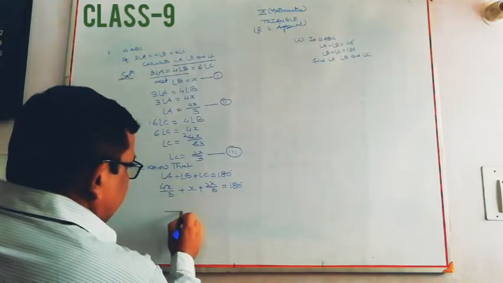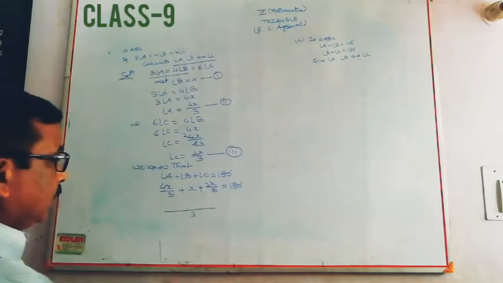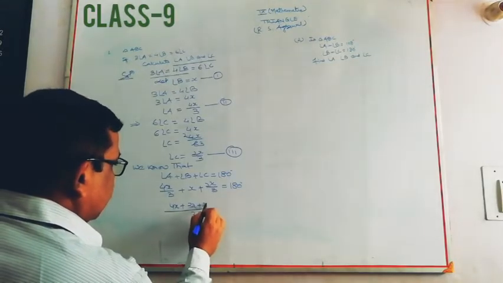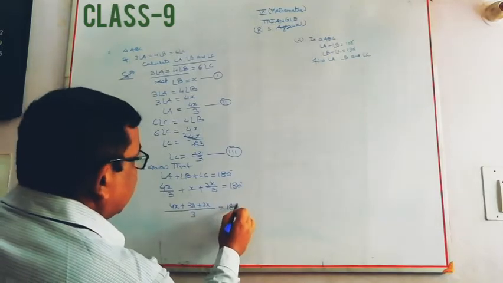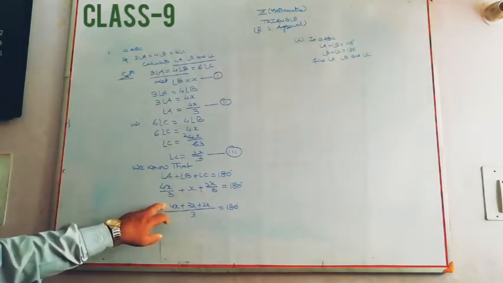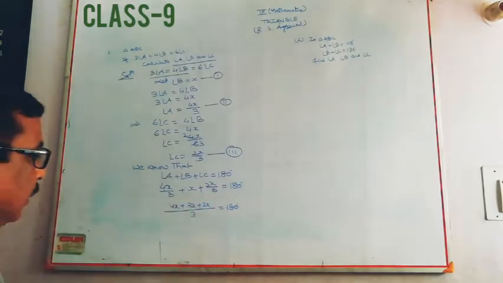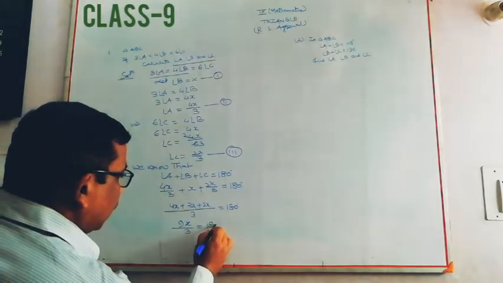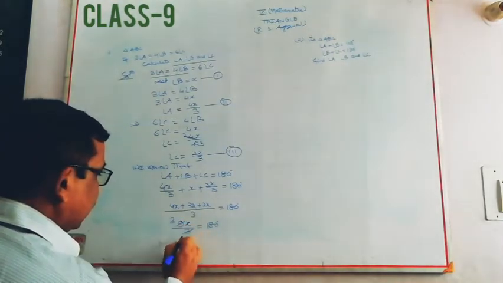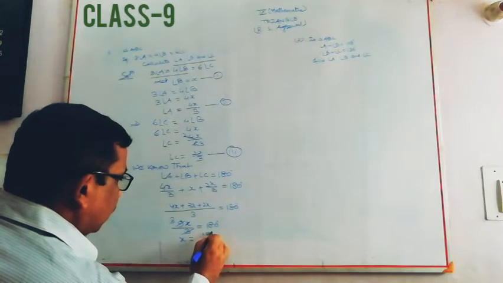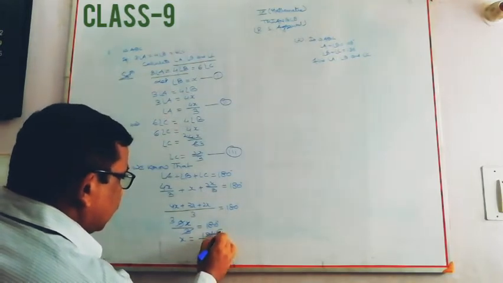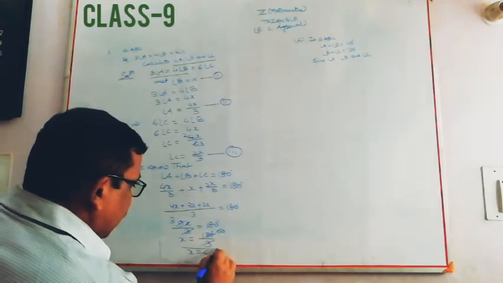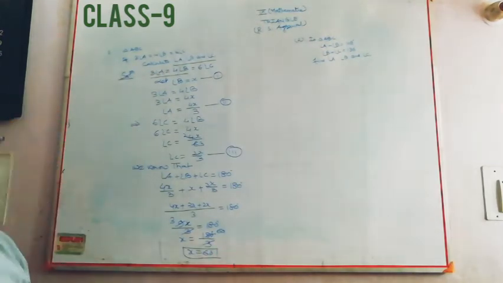But firstly I find LCM. LCM is equal to 3. The 4x plus 3x plus 2x is equal to 180 degree. 4, 3, 7; 7 and 2 is 9. So 9x by 3 is equal to 180 degree. 3 3s are 9. x is equal to 180 degree by 3, 60 degree. I find the value of x equal to 60 degree.